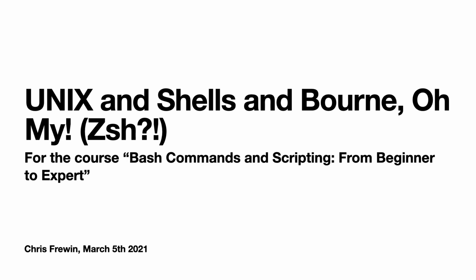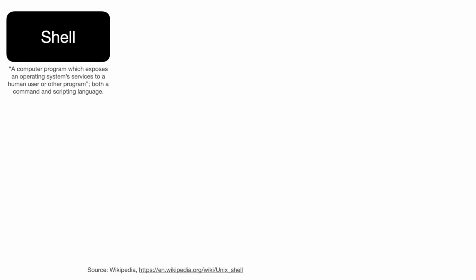So the first part here, I have put together a flowchart kind of describing how Unix developed and where shells came from, and then where Bash comes in. Then at the end of this presentation, I have a table with all the features compared between the various shell languages. So let's get into the flowchart.